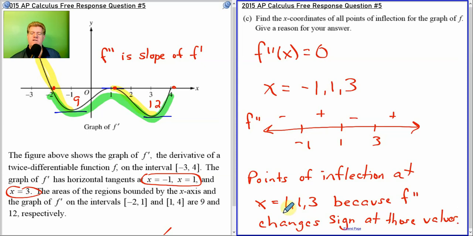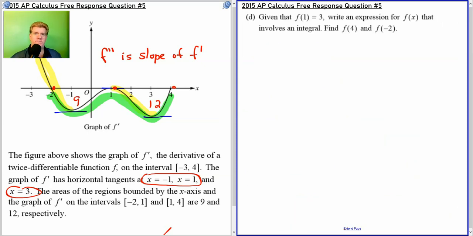All right. Last one. Hopefully you can see a little rhythm to this stuff. You can see how things go along. All right, now here's an interesting question. Given that f of 1 is 3, write an expression for f of x that involves an integral. We're going to find f of 4 and f of negative 2.